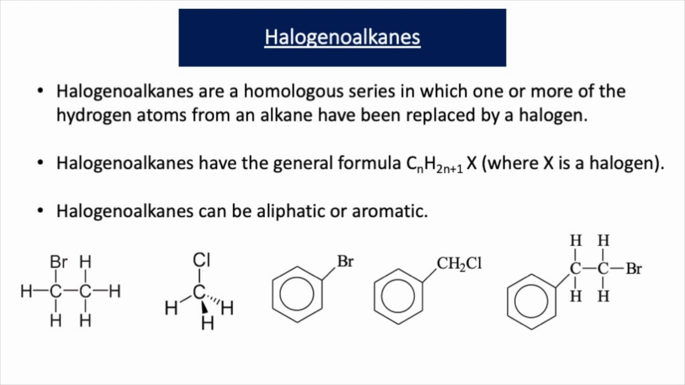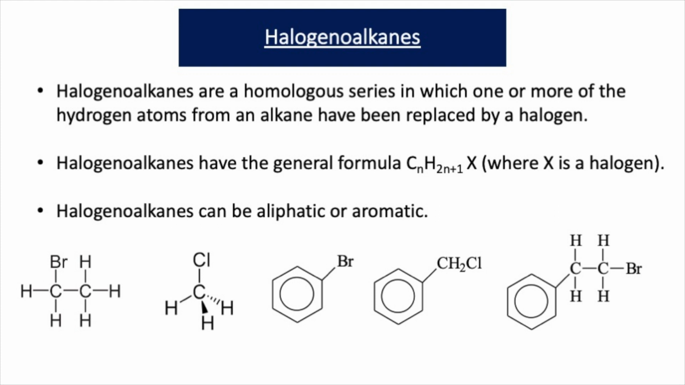Now, halogenoalkanes are a homologous series in which one or more of the hydrogen atoms from an alkane have been replaced by a halogen. And halogenoalkanes have the general formula CnH2n+1X, where X is a halogen atom such as a fluorine, a chlorine, a bromine or an iodine. And halogenoalkanes can be either aliphatic or aromatic. And some examples of halogenoalkanes are shown here on this slide.